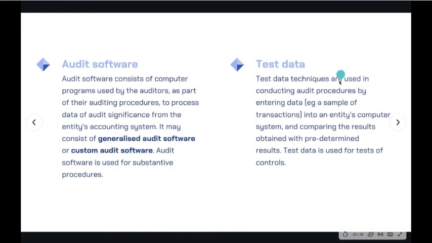Test data techniques are used in conducting audit procedures by entering data into an entity's computer system and comparing the results obtained with predetermined results. Test data is used for tests of controls.